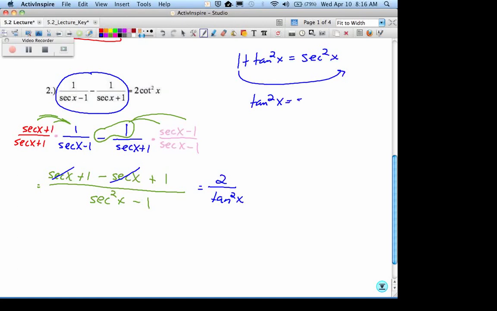I see. So when the 1 goes to that side, that's what it looks like now. And so I'm replacing secant squared minus 1 with tangent squared. To make it a little bit easier for you guys to see, some of you might see it right there, but this is 2 times 1 over tangent squared. What's 1 over tangent squared? Tangent squared. Wait. Cotangent.